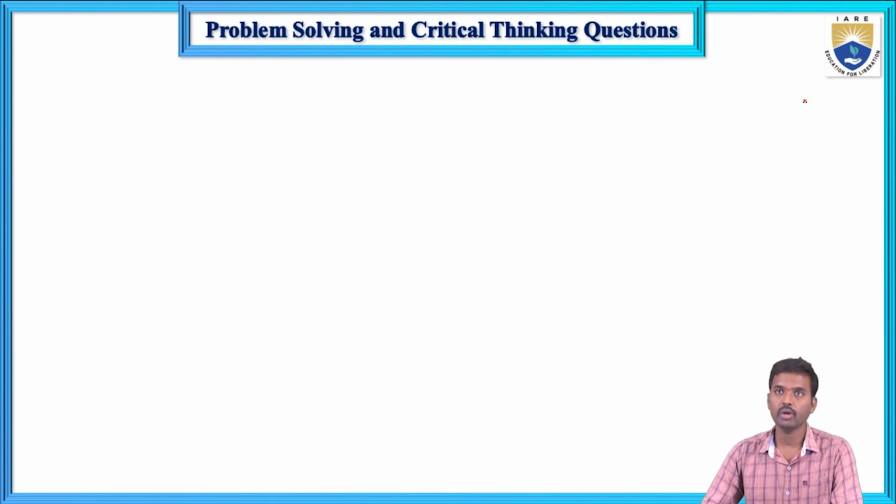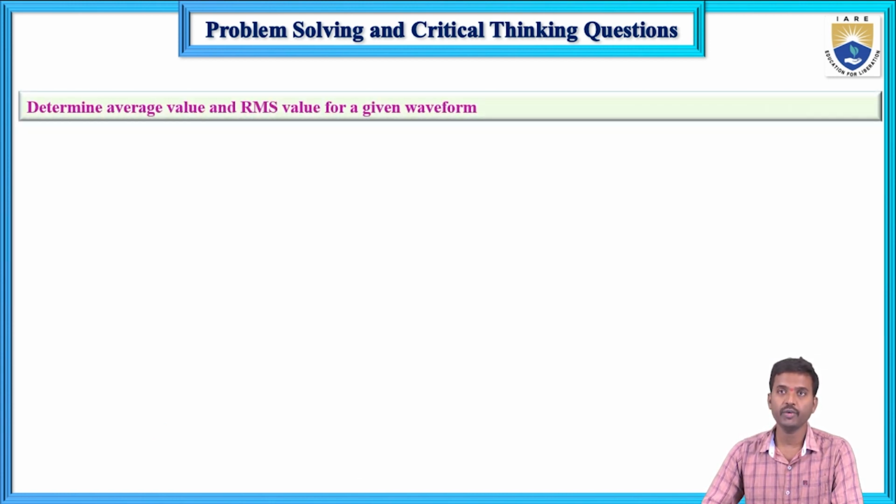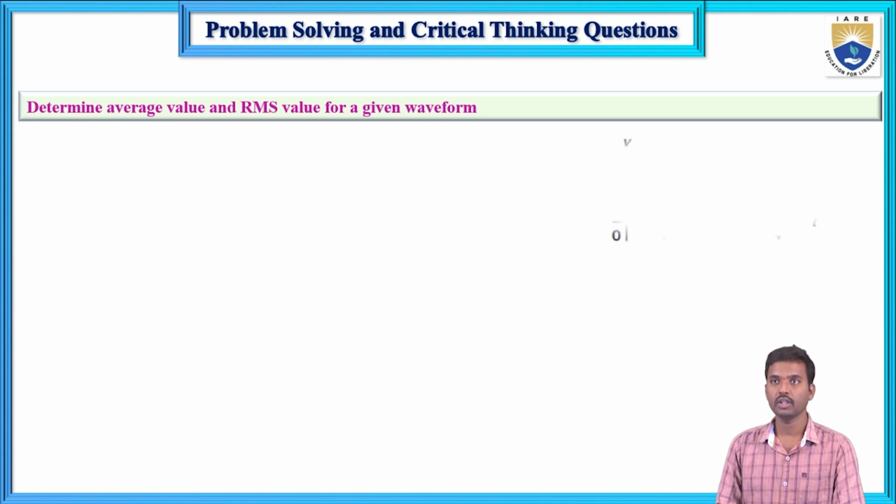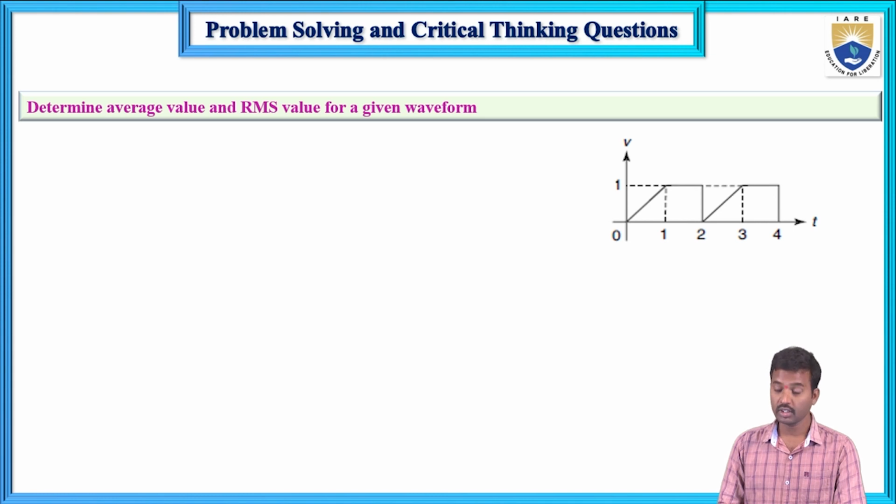Now next problem: determine the average value and RMS value for the given waveform. So what is the waveform here? This is not a triangular or a square waveform. Up to here it is triangular and up to here square. After that, the same cycle is repeated like this. So what is the time period for this waveform? Up to here is one complete cycle, the first cycle, and up to here the second cycle. So the time period T equals 2 only.